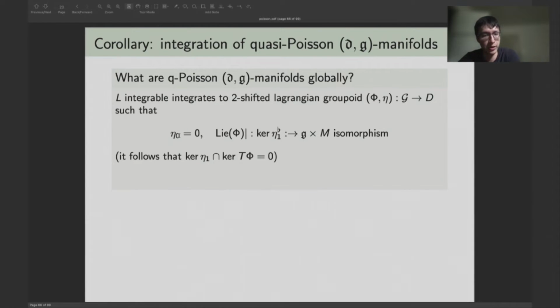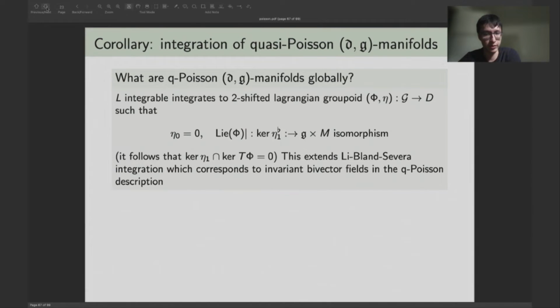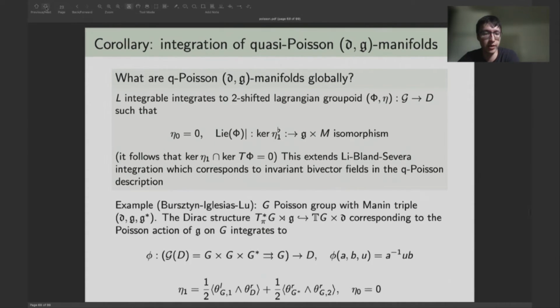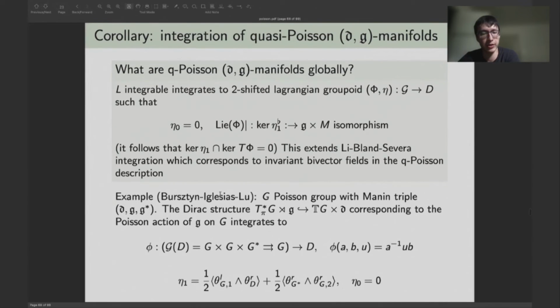And these conditions are the following. There is no free form, and the derivative of the moment map satisfies this condition, okay? So this extends the Liu-Weinstein-Xu integration of quasi-Poisson spaces, in which the bivector field is G-invariant. So a nice example of this integration was given by Enrique, David, and Lu. And this example is given as follows.